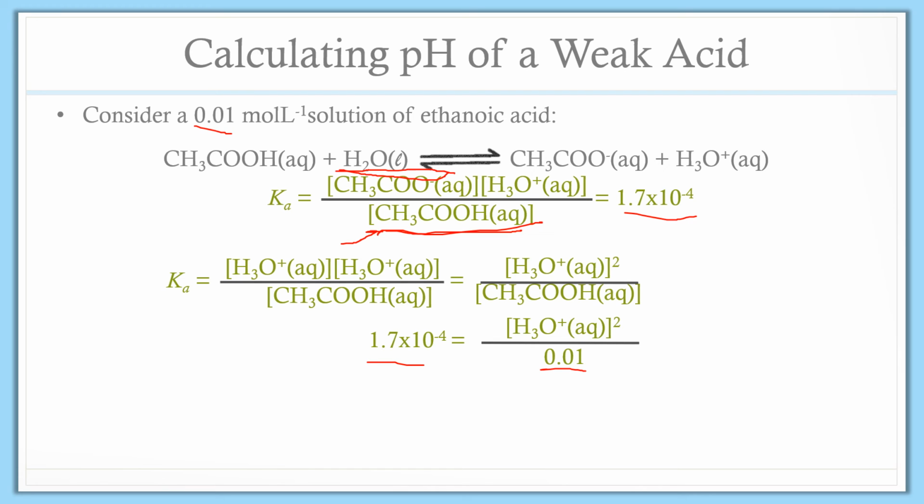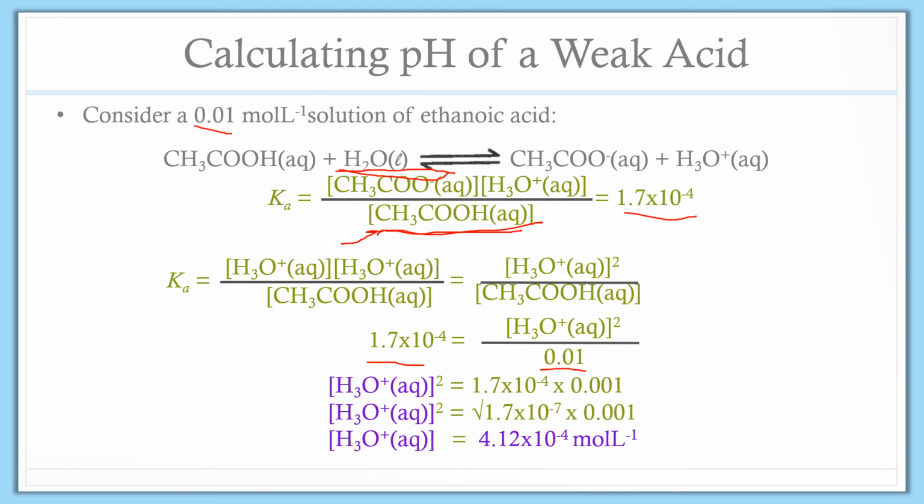Now that's just some math; we can do that. Shift the 0.01 over to the left-hand side, take the square root, and we get the concentration of hydronium equals 4.12 times 10 to the negative fourth moles per liter. Awesome, now we have the concentration of hydronium.